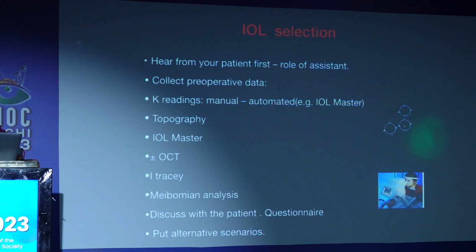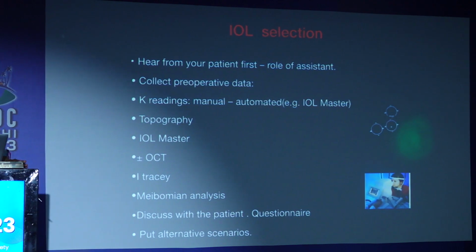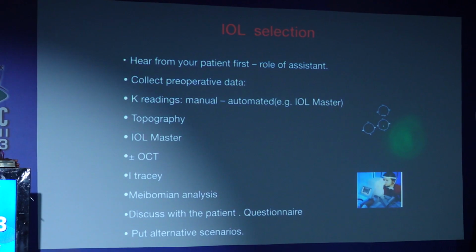K readings are very, very important. I think we have all abandoned manual keratometers, but I have one lying, and in situations where I cannot, I go and sit and use this manual keratometer. Automated, yes, we all have access, and all our IOLMasters and optical biometers have incorporated K readings. Topography is again very important because it gives me two major things: the axis where I need to locate my torics and the degree of astigmatism. These are the two areas where I will rely on the topographer.